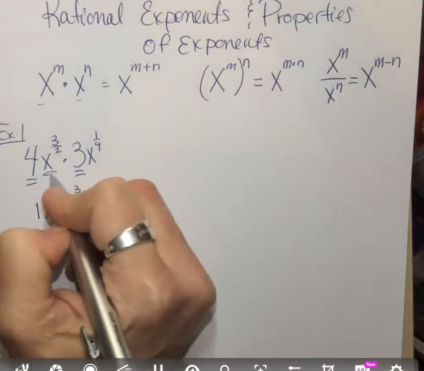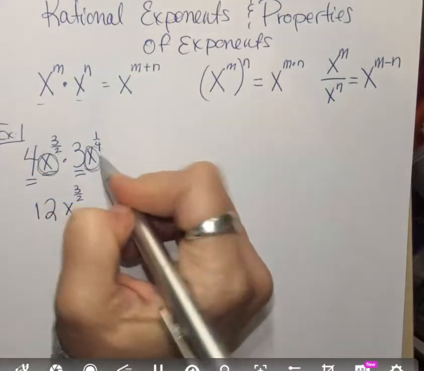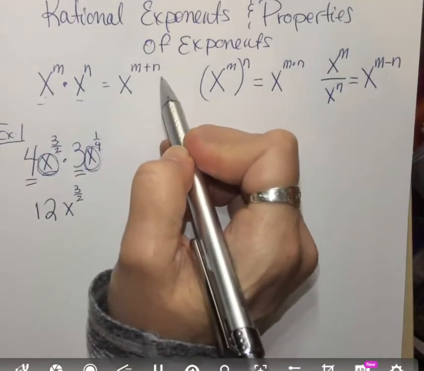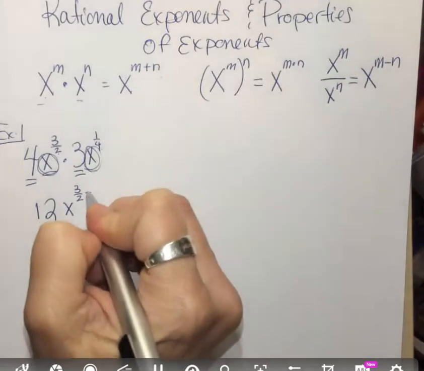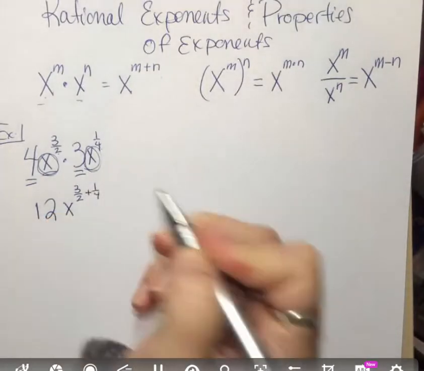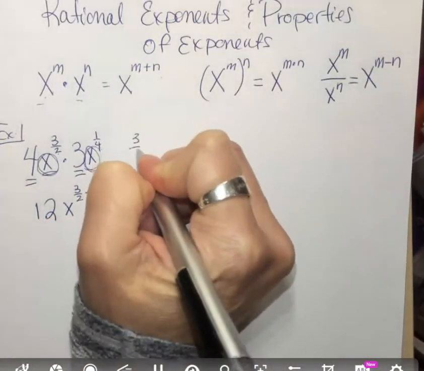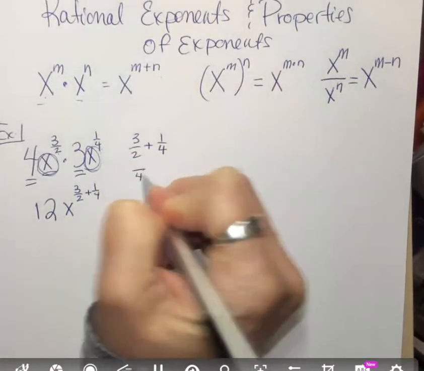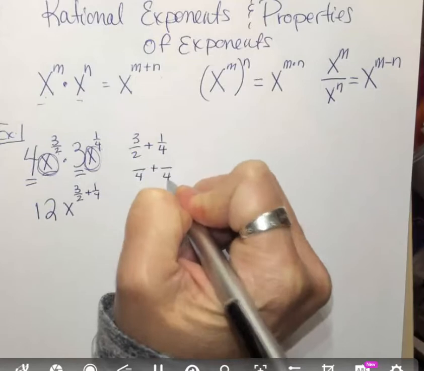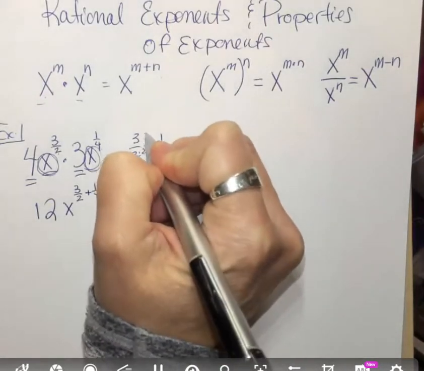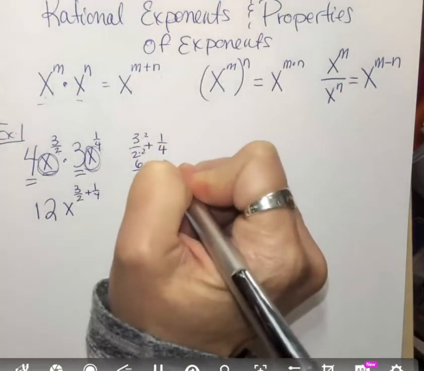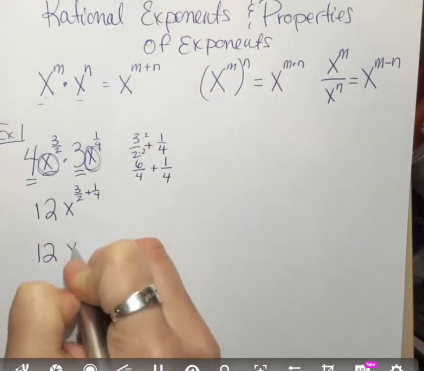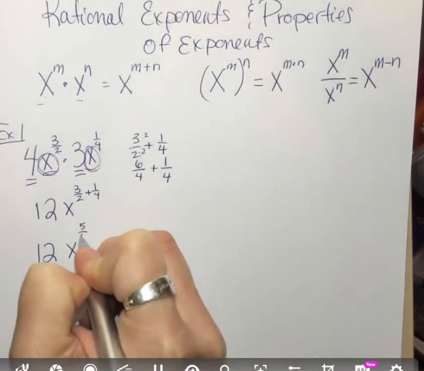And notice my bases are the same. So if the bases are the same and I'm multiplying, I can add the exponents. So it would be 3/2 plus 1/4. Well, if I have 3/2 plus 1/4, the common denominator is 4. I need to multiply by 2. So I get 6/4 plus 1/4 gives me 5/4. So it's 12x to the 5/4.